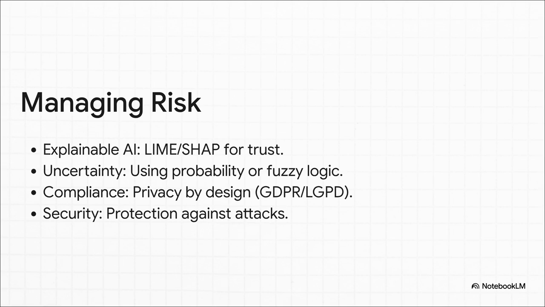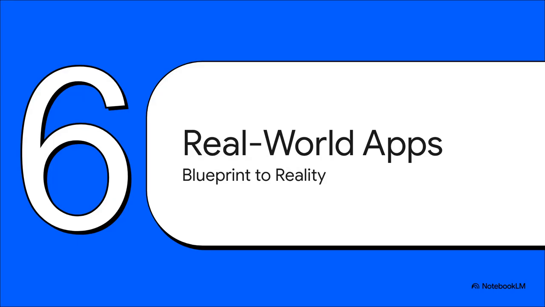We absolutely need explainable AI, or XAI, using tools like LIME or SHAP, just to make sure humans can audit the process and actually trust the AI's decisions. We also have to mathematically manage uncertainty, so the system explicitly knows when it's unsure of a result. Plus, privacy by design is non-negotiable. We should only collect exactly what we need to comply with legal frameworks like the European GDPR and the Brazilian LGPD. And of course, wrapping all of this up, we need incredibly robust security to protect these models from malicious adversarial attacks.